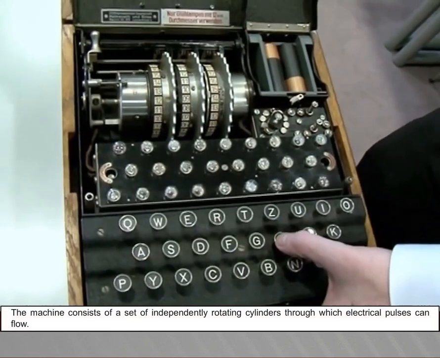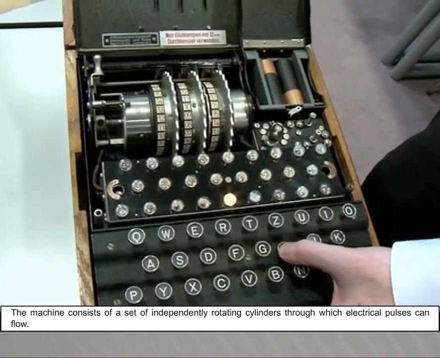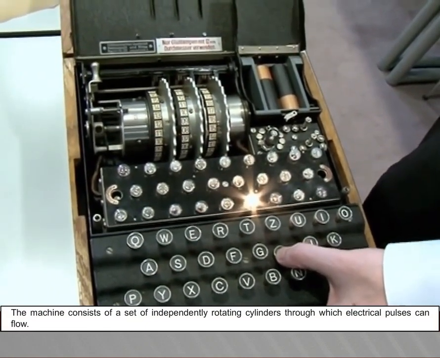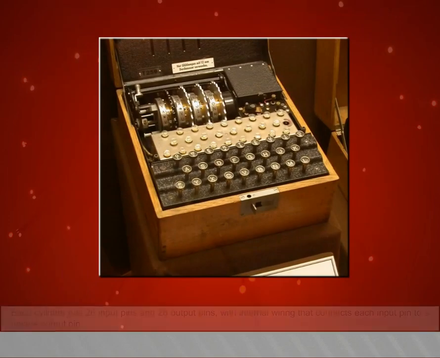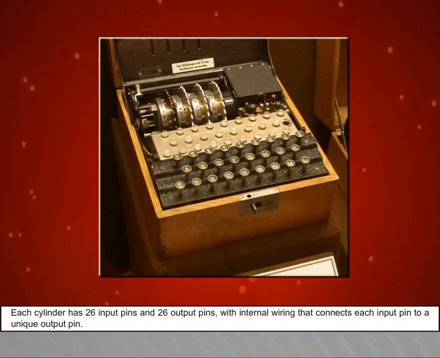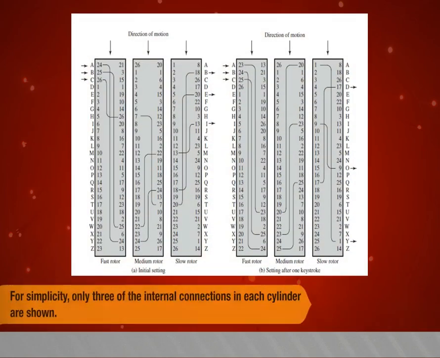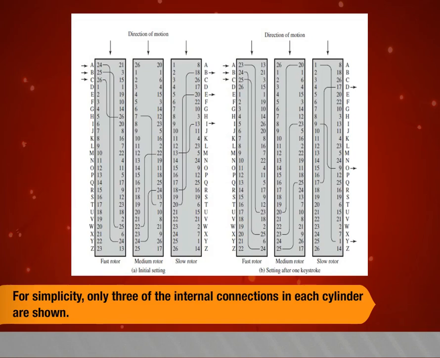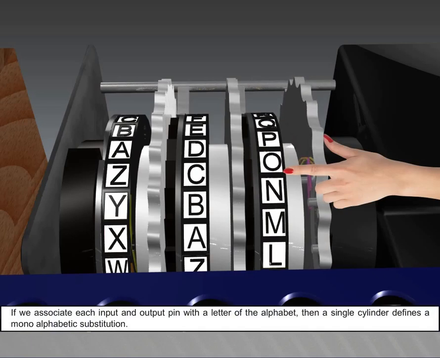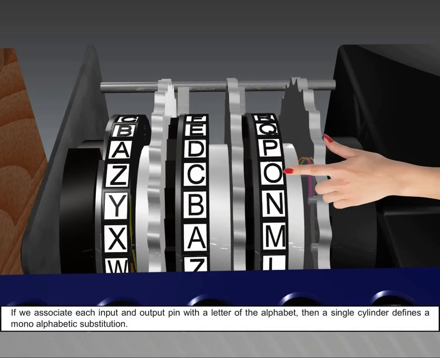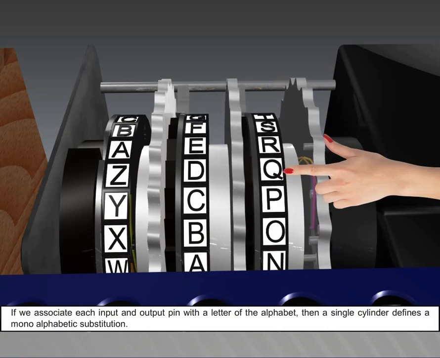The machine consists of a set of independently rotating cylinders through which electrical pulses can flow. Each cylinder has 26 input pins and 26 output pins, with internal wiring that connects each input pin to a unique output pin. For simplicity, only 3 of the internal connections in each cylinder are shown. If we associate each input and output pin with a letter of the alphabet, then a single cylinder defines a monoalphabetic substitution.